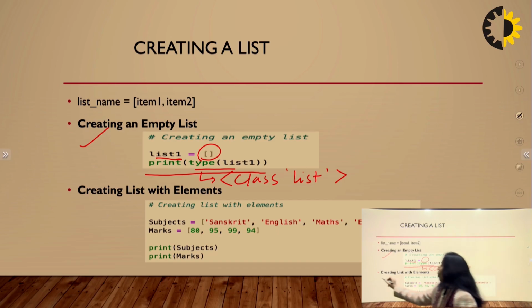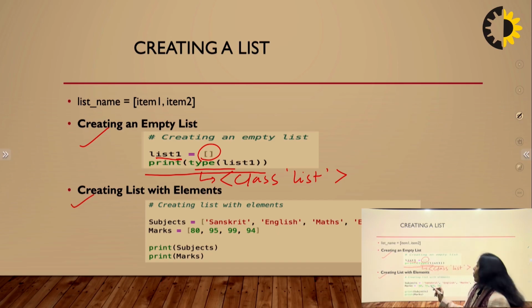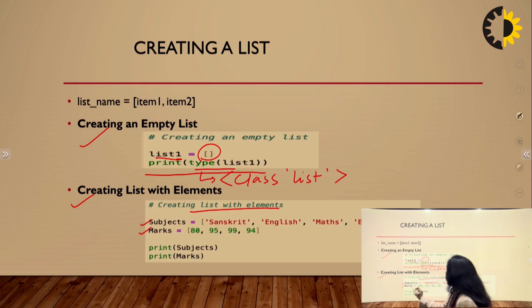Okay. Now, we can also create the list with various elements, other than the empty list. So, here we have two variables, separately for subjects and marks. We will be using these lists in our further slides. The subjects consist of four subjects and the allocated marks of all the subjects. To see whether the list is created or not, we can simply print it, like print subjects or print marks.